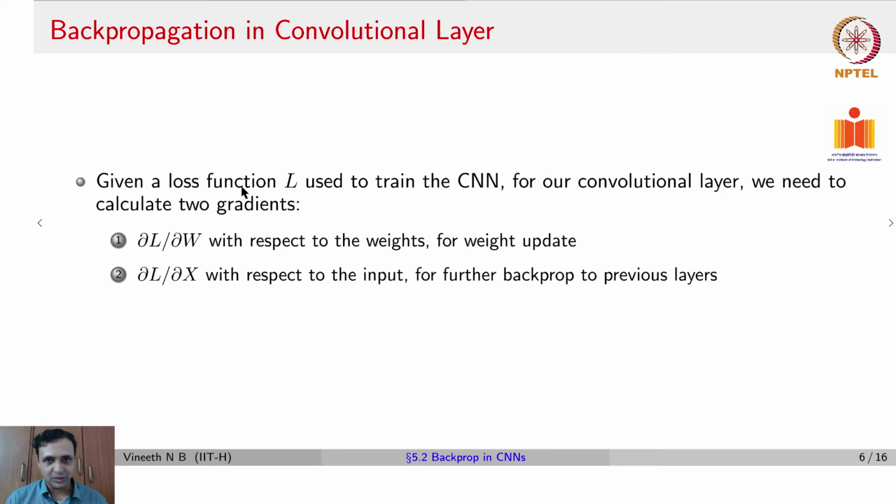We are now given a loss function L, which is used to train a CNN. For our convolutional layer, there are two quantities that we have to compute. One is dou L by dou W, the gradient of the loss with respect to every weight in every filter, and the other is dou L by dou X, the gradient of the loss with respect to every pixel of the input, because that is necessary to backpropagate further to an earlier layer. We're going to try to derive the gradient for each of these quantities using the chain rule.